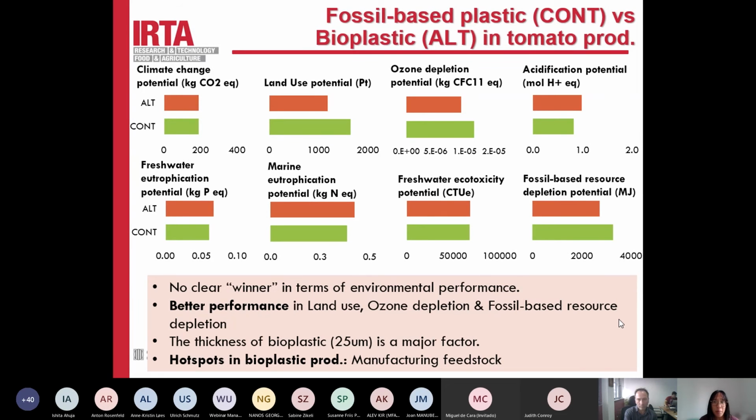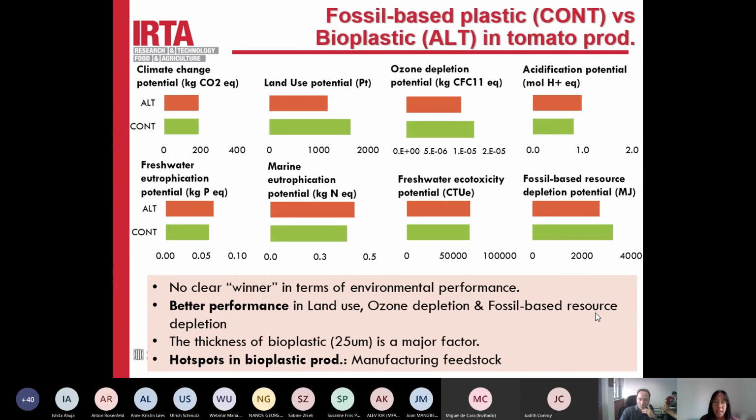An important parameter that we encountered was that the thickness of the bioplastic can influence the results. Christina and her team produced a film of 40 micrometers or 25 micrometers of thickness, of which we used the 25 micrometers in this assessment, whereas the fossil-based plastic mulching is usually about 12 micrometers. So possibly if the thickness was reduced, maybe also the impacts could be reduced.